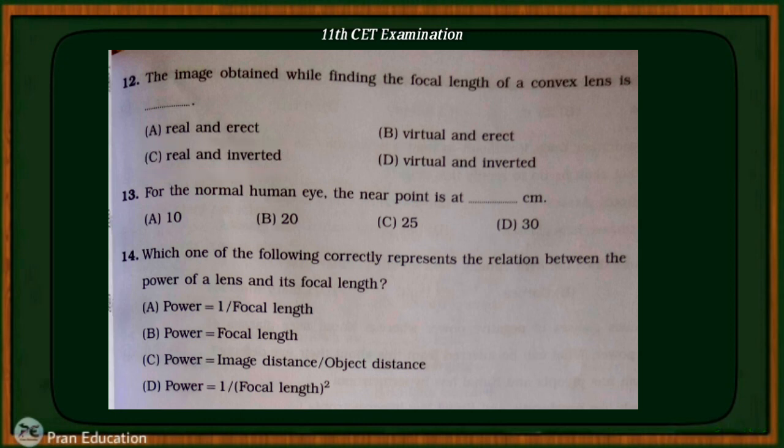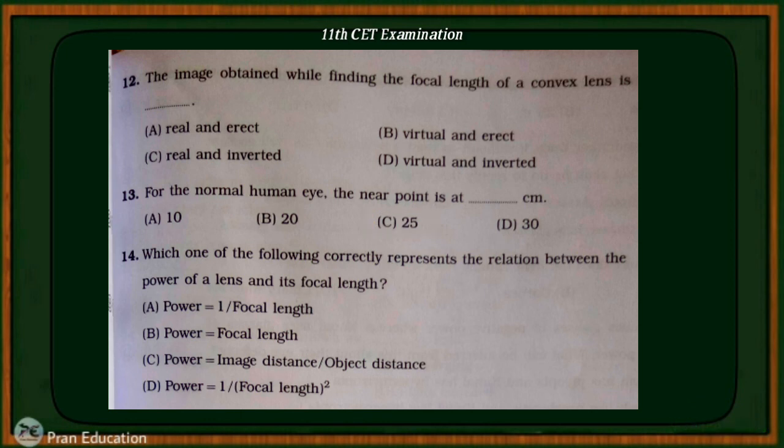13. For the normal human eye, the near point is at dash centimeters. Options: A 10, B 20, C 25, and D 30. The correct option is option C, 25.